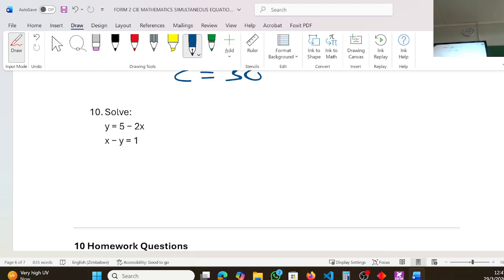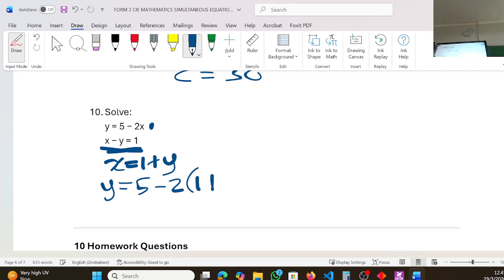Then moving to the last problem there, where we can solve again by elimination. And this time we want to do elimination using substitution. So I can take this second equation and make x the subject of formula, it's the same as 1 plus y. So on the first equation, where x is the same as 1 plus y, I can choose to say y equal to 5 minus 2 times x, where x is 1 plus y.